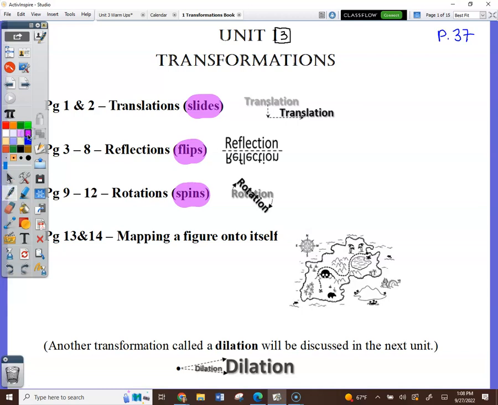As a review, recall all three of these, a translation, a reflection, and a rotation, are called rigid transformations because the shape you end up with is the exact same shape and size as the one you started with. So when we rotate shapes today, if your image does not match your pre-image, like a cookie cutter match, something's wrong. Y'all with me?